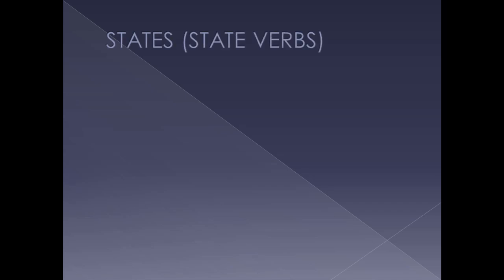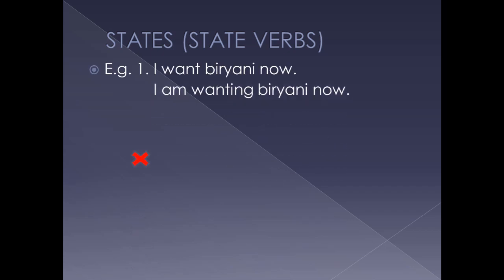Let's move on to the fourth situation of simple present tense. This is the last use of this tense. This use of simple present tense is very important because this is an area where learners of English make a lot of mistakes. What are states or state verbs? Let's take an example. I want biryani now. I cannot say I am wanting biryani now.